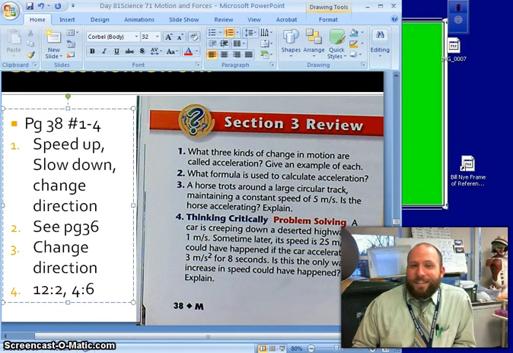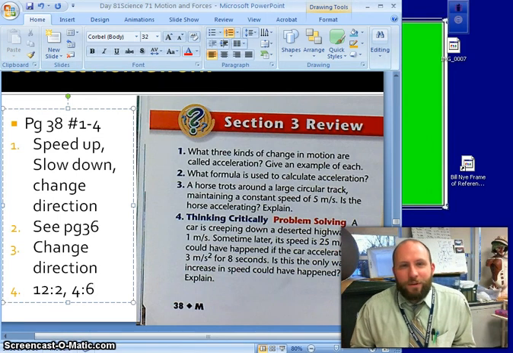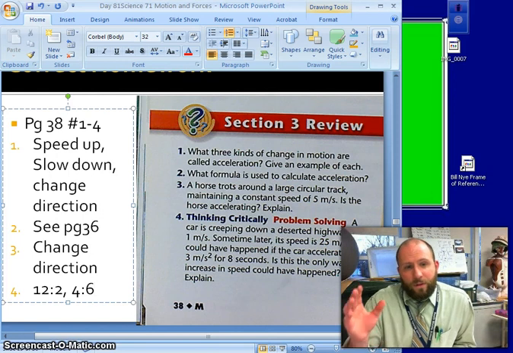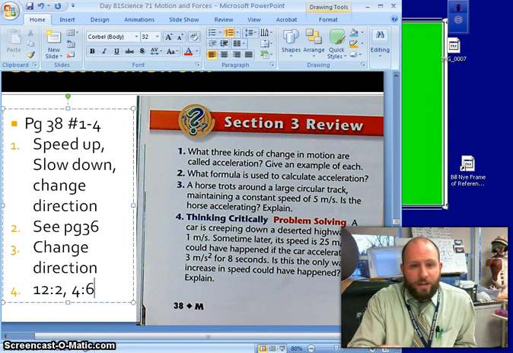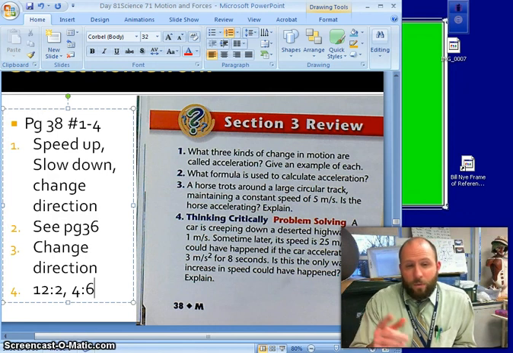So it was just brought to my attention there's only a couple moments left before this video runs out. And so the answers I'll leave up here on the end here. But please note, between speeding up and slowing down and changing direction for 1, you can find the equation back on page 36. The horse trotting around a track, it's going around and changing direction. And number 4, working on the same idea of getting to the number 24, 12 to 2, 4 to 6, anything that gets you 24 will work fine.